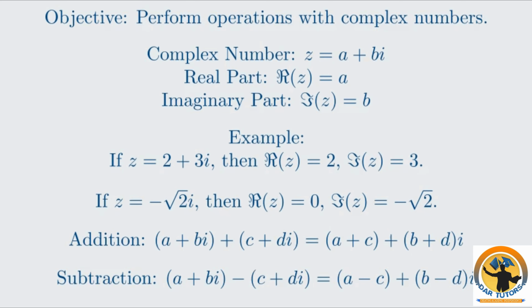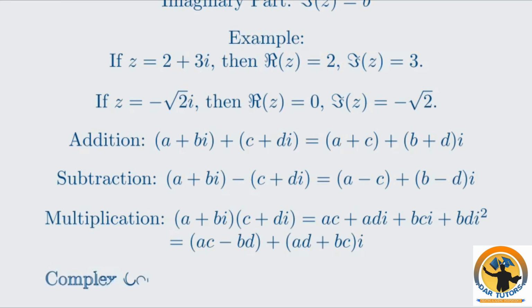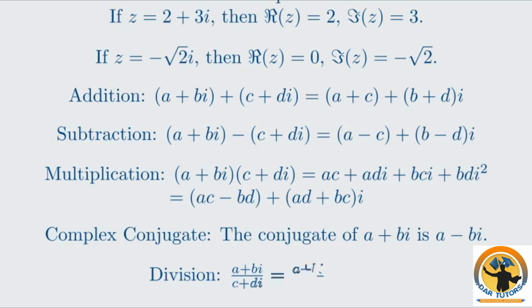To add or subtract complex numbers, you simply add or subtract their corresponding real and imaginary parts. It's like collecting like terms. For multiplication, you use the distributive property just like you would with two binomials. Remember to substitute i squared with negative 1. Division is a bit more involved. To divide by a complex number, we use a special technique called multiplying by the complex conjugate. The complex conjugate of a plus bi is a minus bi. We multiply both the numerator and the denominator by the conjugate of the denominator. This makes the denominator a real number, simplifying the expression.